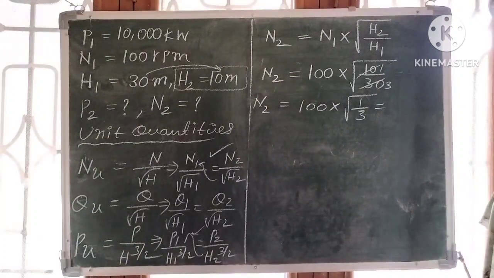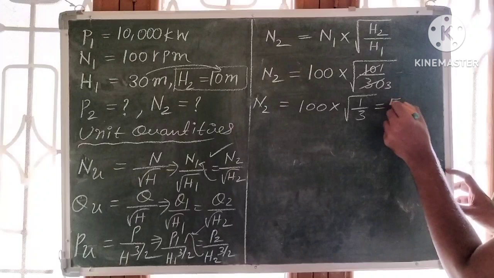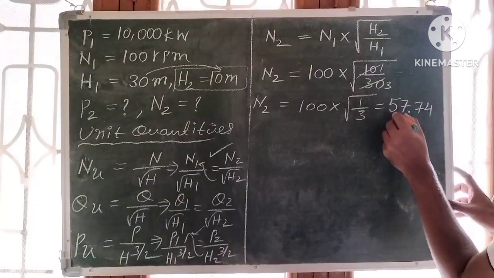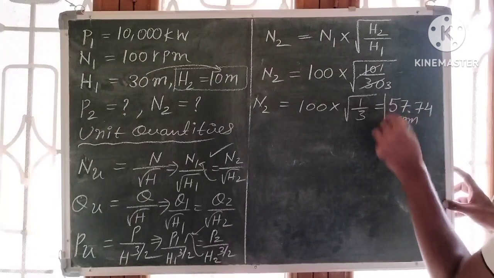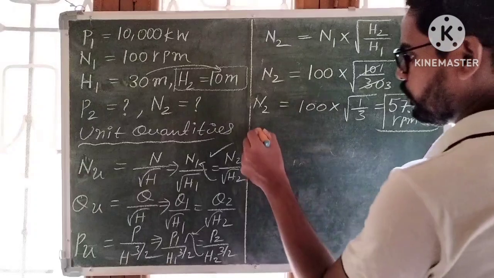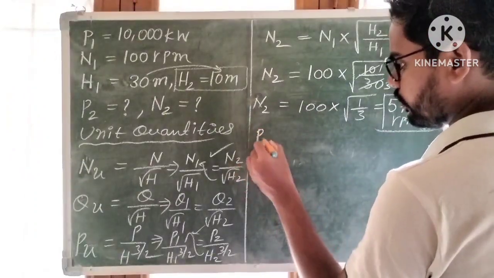If you calculate this, you will get approximately 57.74 rpm. This is the new speed. 57.74 rpm. What about the new power? Sorry, this is the new speed.